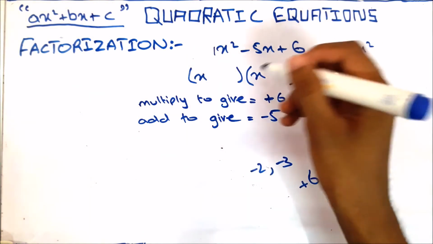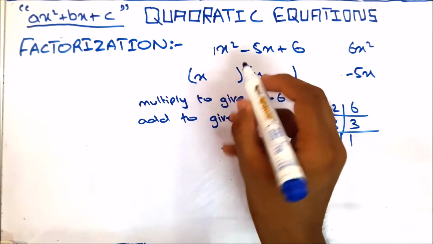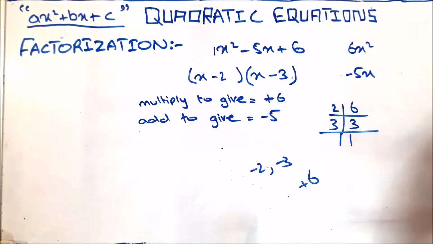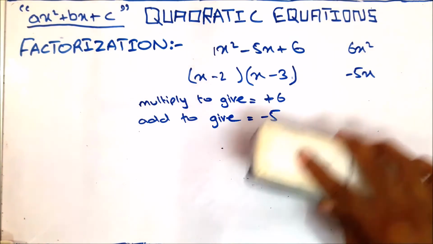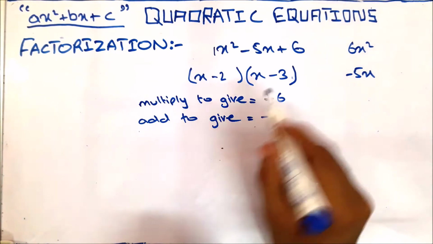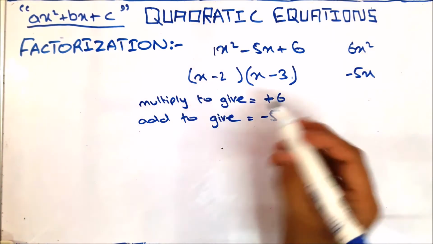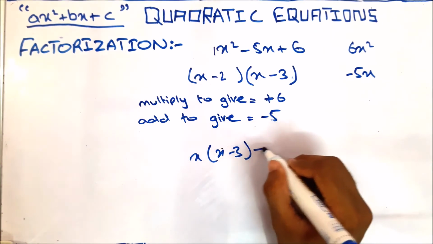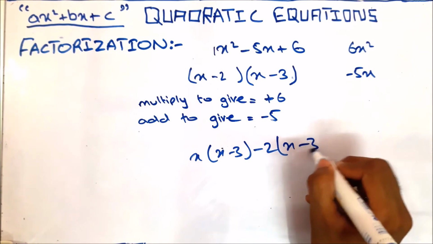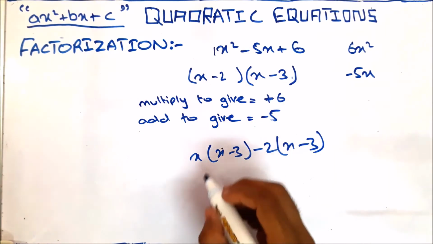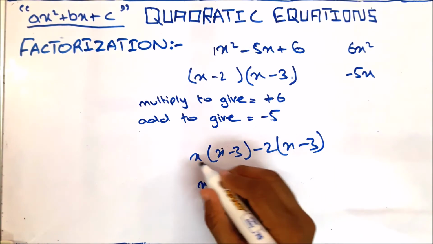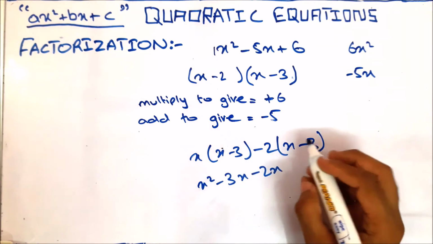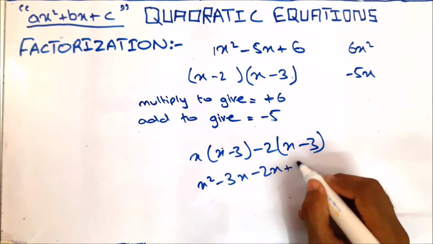So here we give them this, let's give it minus 2 over here and minus 3 over here. Okay, so when we have these numbers, when we multiply it, let's see what we get. x times x minus 3 and minus 2 times x minus 3. Let's see if we get this. It's x squared minus x minus 3x. This is minus 2x. This is positive 6.